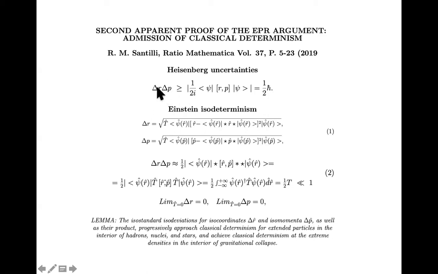The result is that the product of the standard deviation for coordinates and the standard deviation for momentum is bigger than or equal to the absolute value of one half the expectation value of the canonical commutation rule between coordinates and momenta, which expectation value is equal to h, and so you have delta r, delta p is bigger or equal than half h.